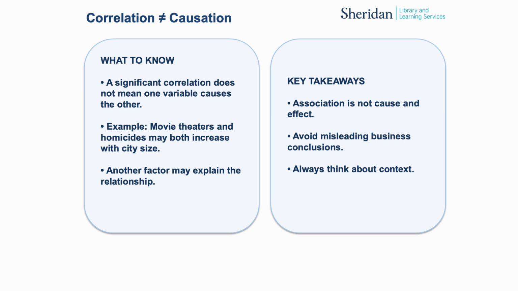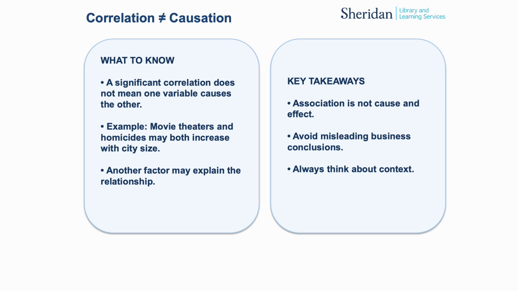Correlation simply means that two variables are associated or tend to change together. Causation, on the other hand, means that one variable directly produces a change in the other variable. These are two very different ideas. Just because two things happen together does not mean that one causes the other.